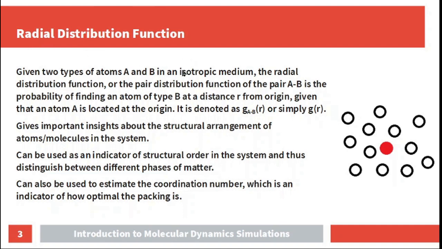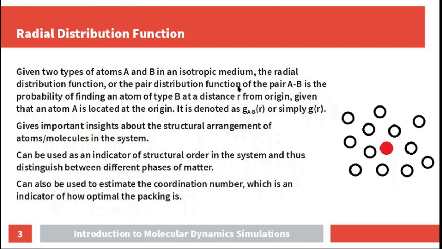So, the radial distribution function. Suppose you have two types of atoms, A and B, in an isotropic medium. By isotropic medium, I mean it looks the same in all directions. Then the radial distribution function, or the pair distribution function, of the pair AB is the probability of finding an atom of type B at a distance r from the origin, given that an atom A is located at the origin. It is denoted by this symbol, or sometimes simply by this, dropping AB.